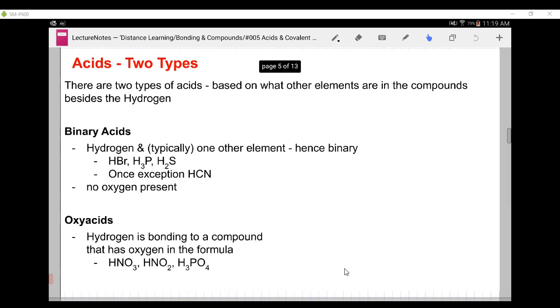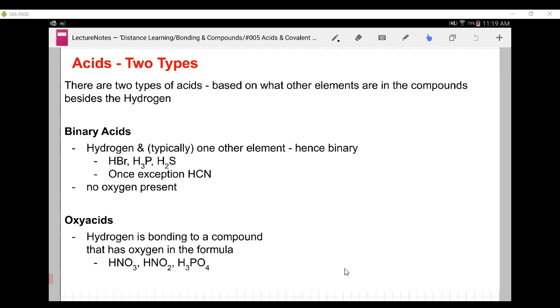In terms of naming and formulas, there's 2 types of acids, 2 sets of rules. We have one type of acid that's what we call a binary acid. It's an acid that generally has 2 elements in it, just like a binary ionic compound. More specifically, though, a binary acid does not have any oxygen present. It's hydrogen and some other element that is not oxygen. So usually that's a halogen, but sometimes it's phosphorus and sulfur or some of the other nonmetals as well.